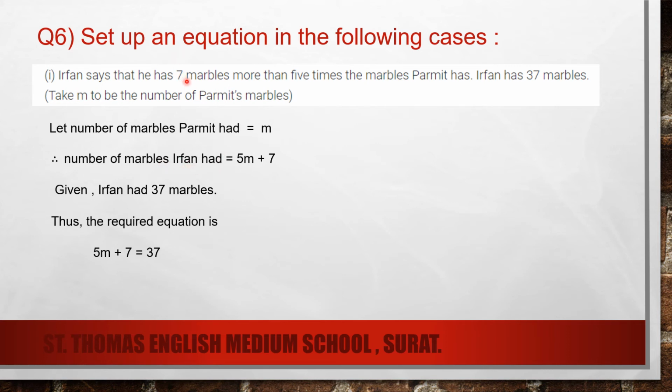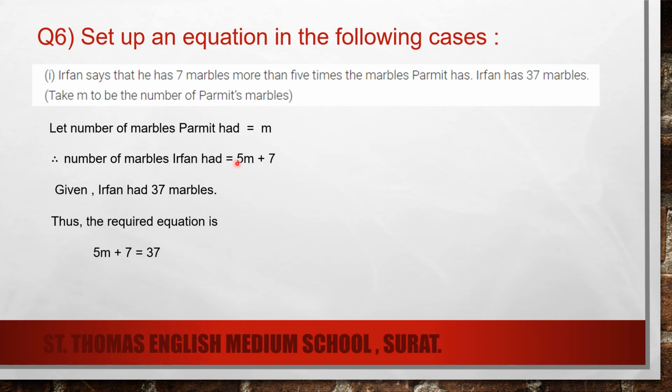What did he say? 7 marbles more than. More than means plus. 5 times the marbles Parmit has. So you have to write 5 times, and marbles with Parmit is m. So 5m, more than means plus 7. And how many total marbles did he have? 37. So given that Irfan had 37 marbles, how do we write it? 5m plus 7 is equal to 37.